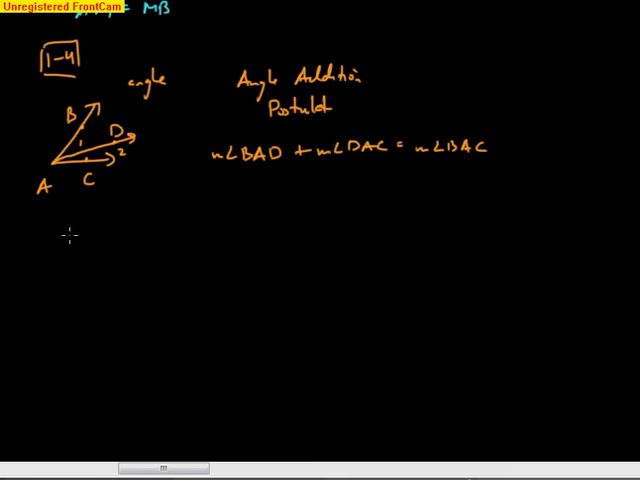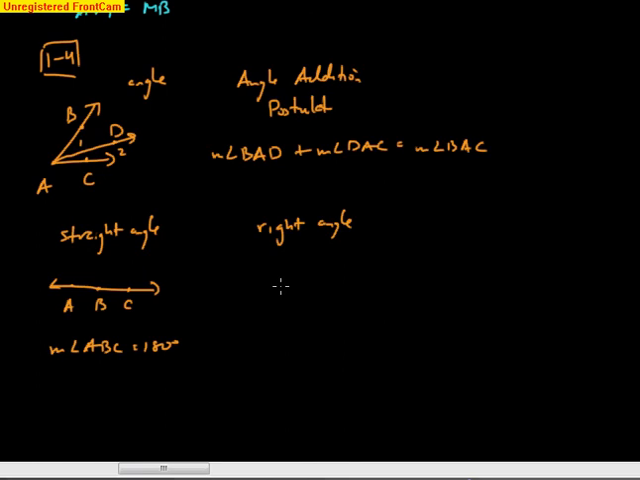Now sometimes you have a straight angle involved. And a straight angle is just a straight line, just like it says. So this would be like straight angle ABC. And the measure of angle ABC, we have to understand, is 180 degrees. So a straight angle is 180 degrees. We also have right angles. Call this angle A. And a right angle is marked with a right angle box. That's how you know that it is a right angle.